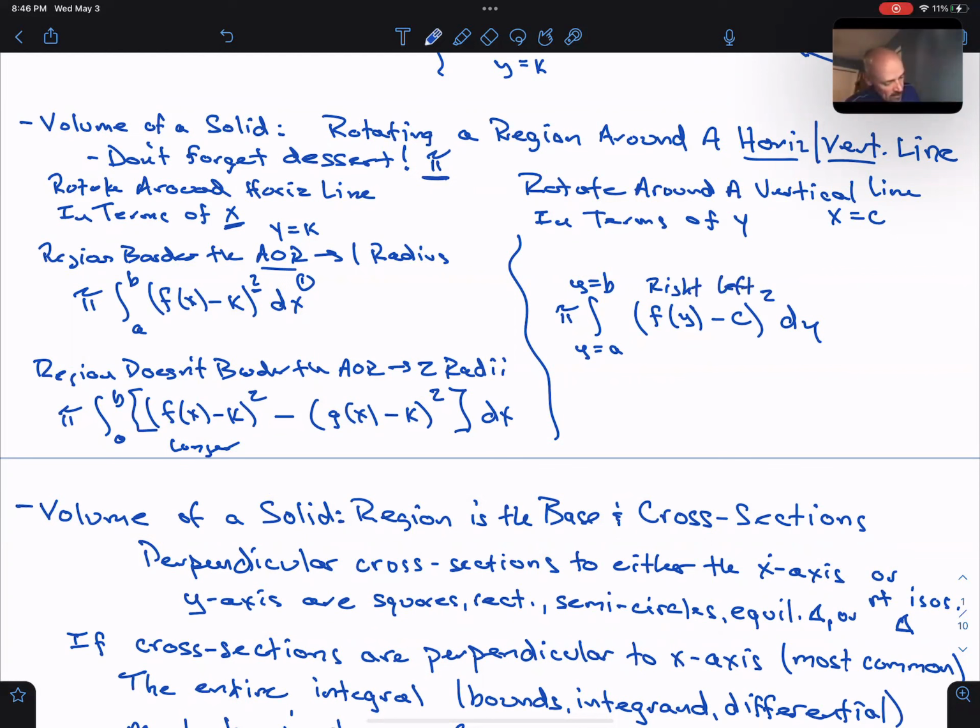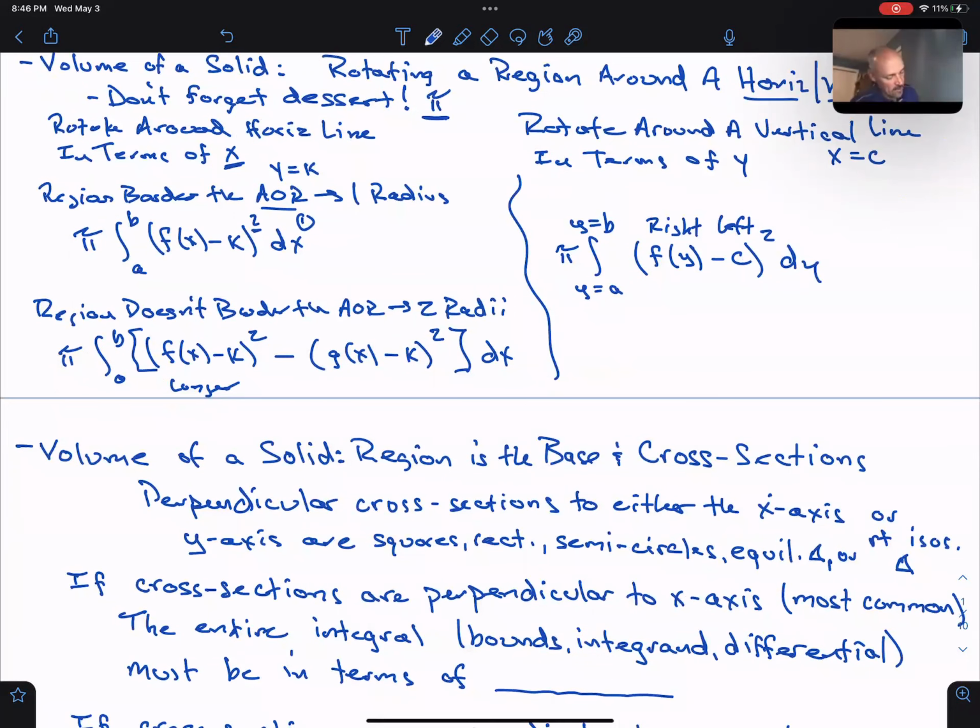It's going to be right minus left. And then if the region doesn't border the axis of rotation, again, we got pi. We got y values for the bounds. And then we have two radii.